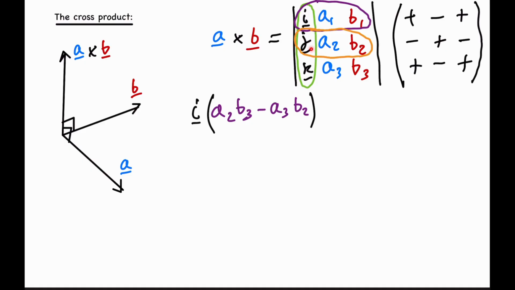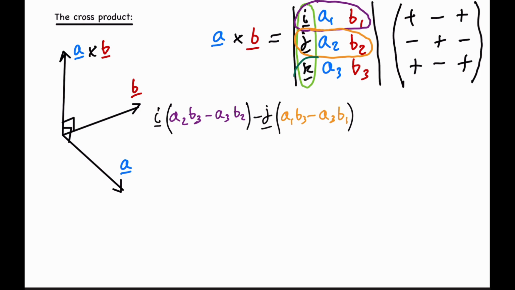The next row, let's look at the next row. Because the j lies on the minus, we're going to have to do minus j. So add this on, so minus j. And then we multiply this by whatever's left over. So we have a1 times b3 minus a3 times b1. And then finally, we have the last row. Because this is a positive, because of the plus, we can just add it on. So we'll have plus k multiplied by a1 times b2, take away a2 times b1.